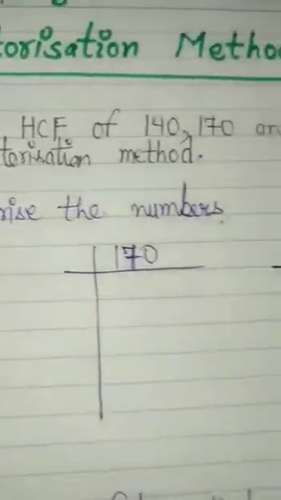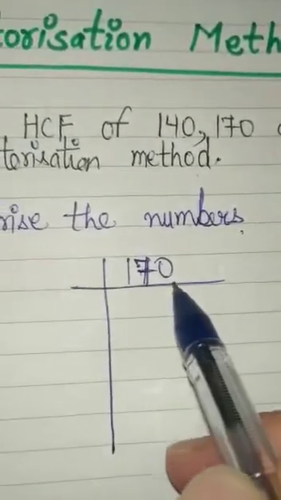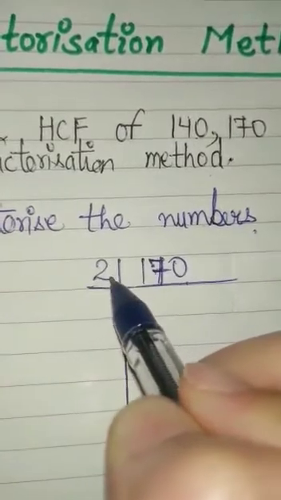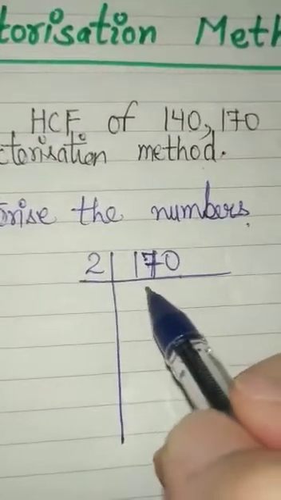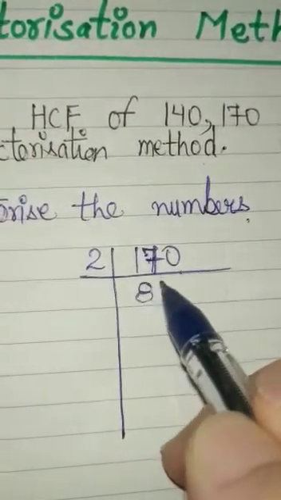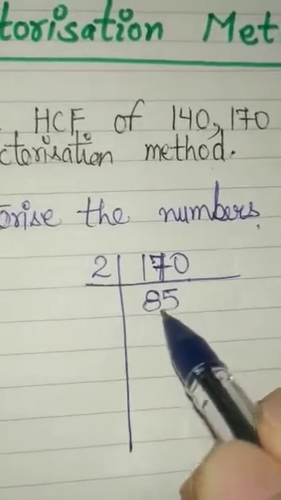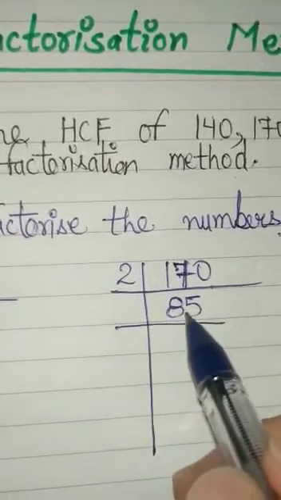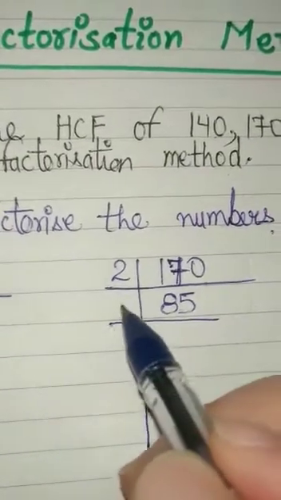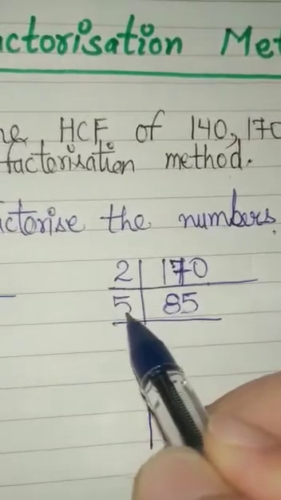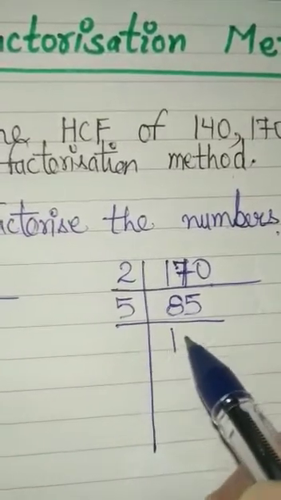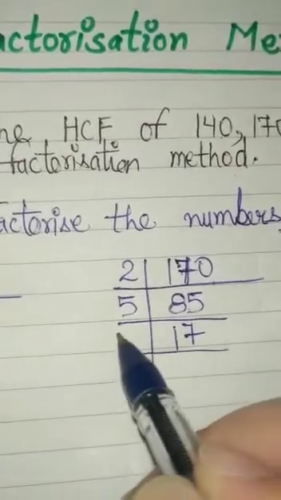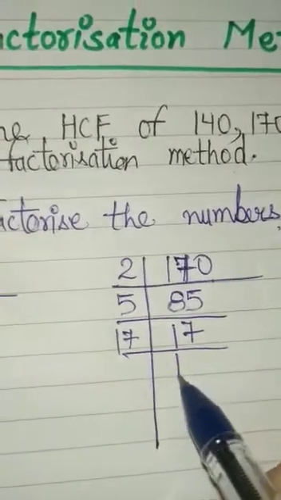Now in the same way we will factorize 170. So we will start by 2. So 2 you will write here. Now 2 8s are 16. Then 2 5s are 10. Okay, now see, this is divisible by 5. Okay, now 5 ones are 5 and 5 sevens are 35. Now 17 ones are 17.